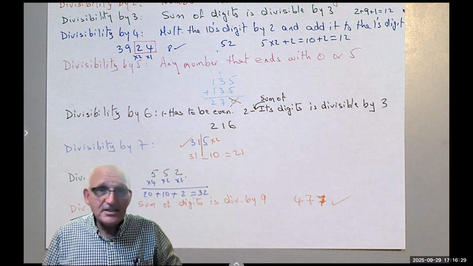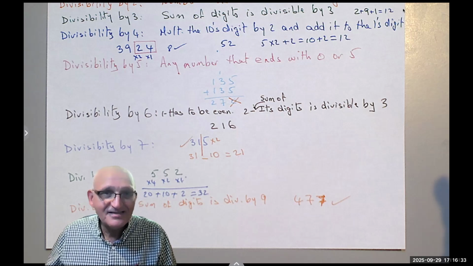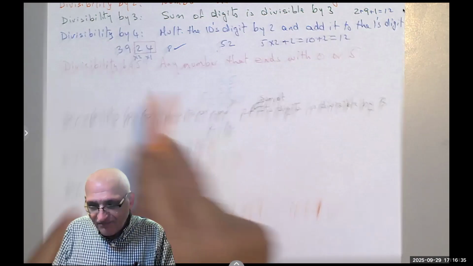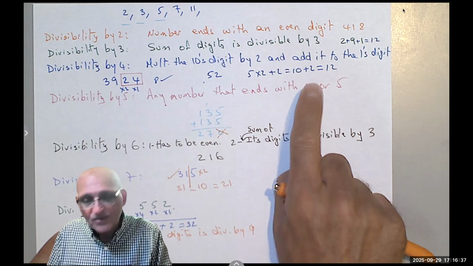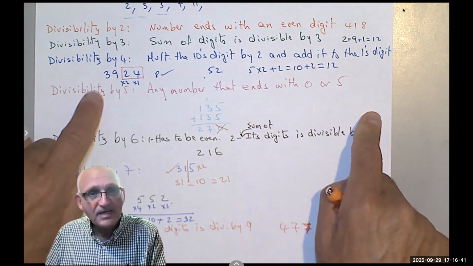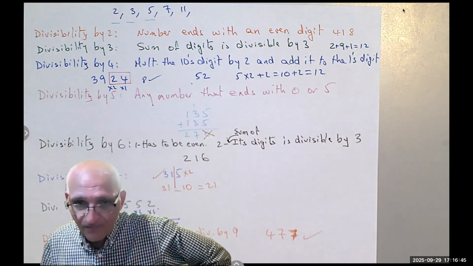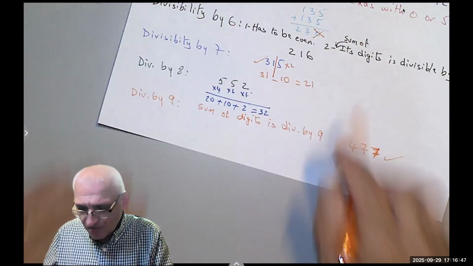Of course, divisibility by 10, meaning the last digit is 0, right? This is very simple. Like the 5, but we say only ends with 0, not 0 or 5. If it's 0 or 5, it's divisible by 5. But if it's only 0, then it's divisible by both 5 and 10. So we are not going to write that.